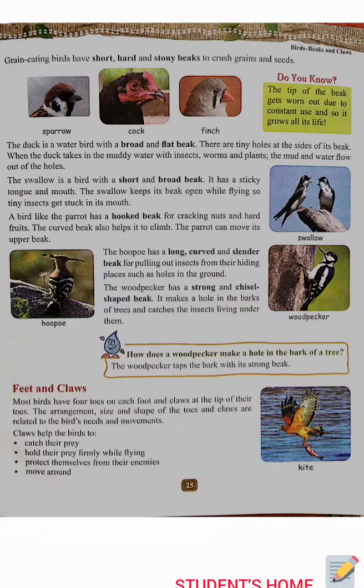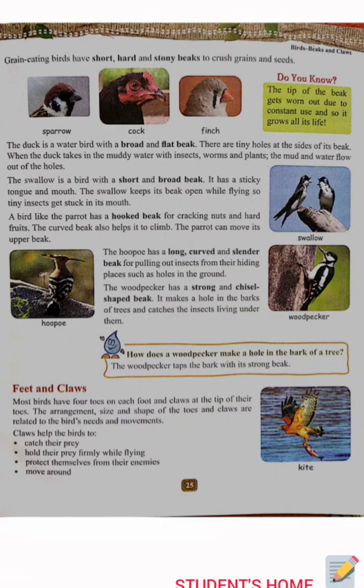The hoopoe has a long, curved and slender beak for pulling out insects from their hiding places such as holes in the ground. The woodpecker has a strong and chisel-shaped beak. It makes a hole in the barks of trees and catches the insects living under them.